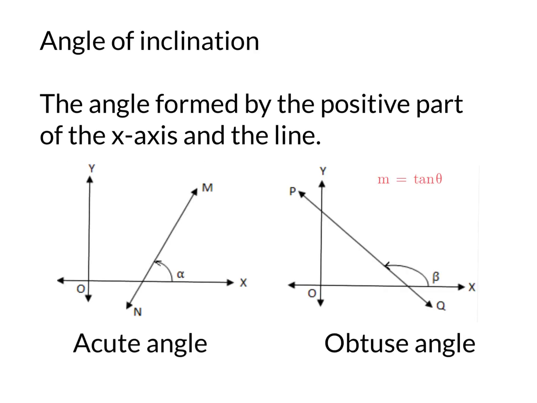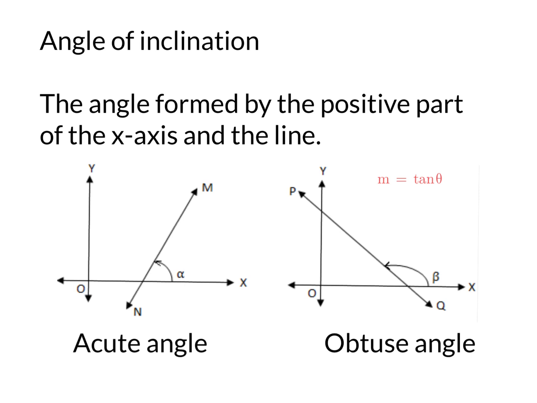When we look at the angle of inclination, it's the angle that's formed by the positive part of the x-axis and the line that we actually draw. And we have a formula that the gradient is equal to tan theta. So the gradient is rise over run, and tan theta is equal to opposite over adjacent, which happens to be rise over run. So that's how we figure it out.